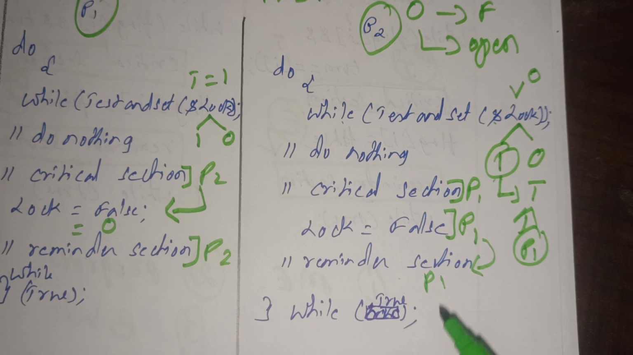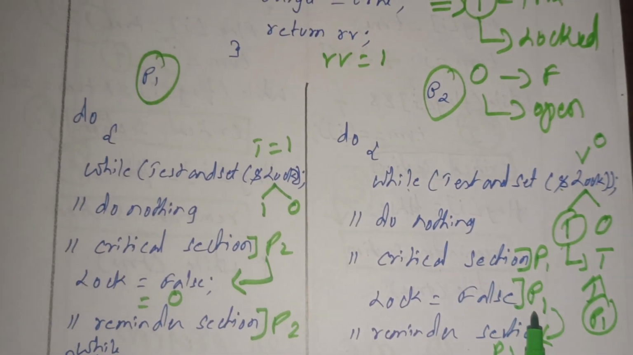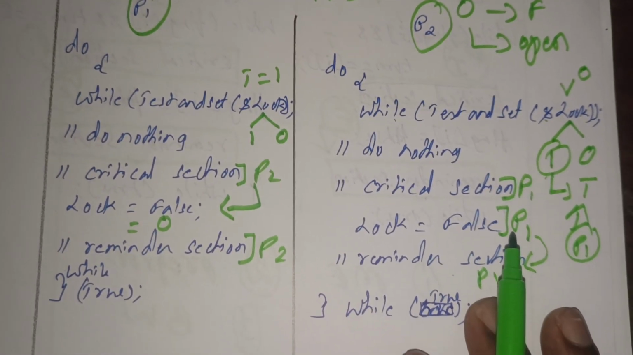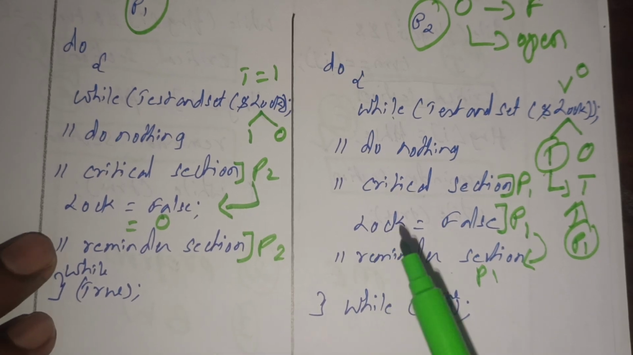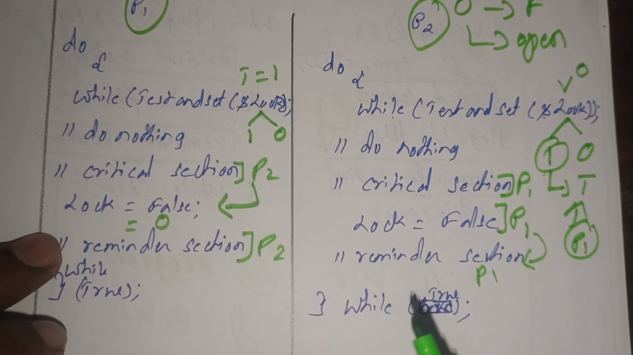This is how this test and set is actually working, right? It is one simple solution for the process synchronization problem, that is test and set. I am testing if it is true, I wait outside. I am testing if it is false, I am getting inside. When I am getting inside, I am going to set this lock value into true. Right? So this is how this process 1 and process 2 is actually working. Thank you.